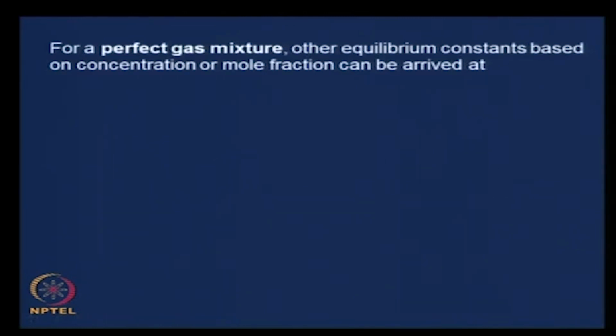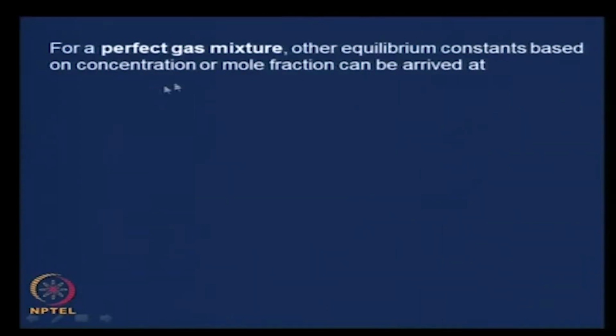Let us stay with the perfect gas mixture for a little while longer, and as you can recall, there are many other equilibrium constants. The earlier one was based on partial pressure. You could have an equilibrium constant based on concentration, based on mole fraction, and so on, and they can be arrived at as follows. For the ith component, the partial pressure can be written as Ni by V RT. This is from the ideal gas equation, perfect gas mixture, so mixture of ideal gases and so on.